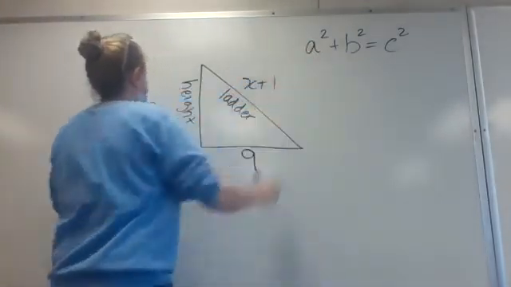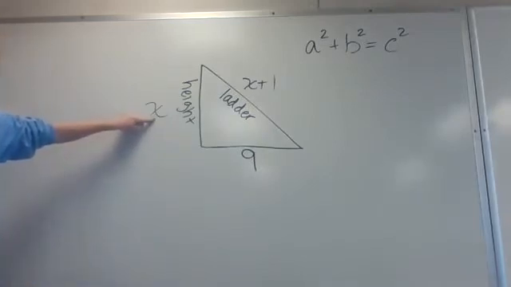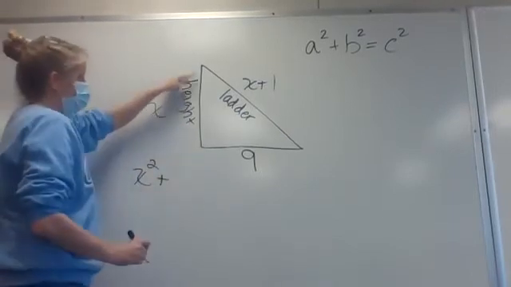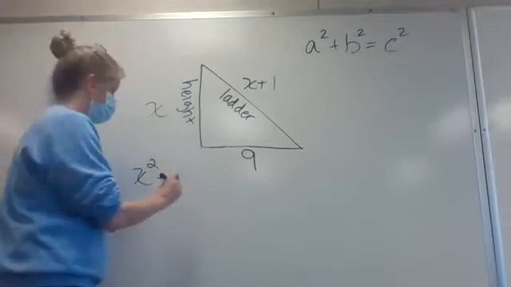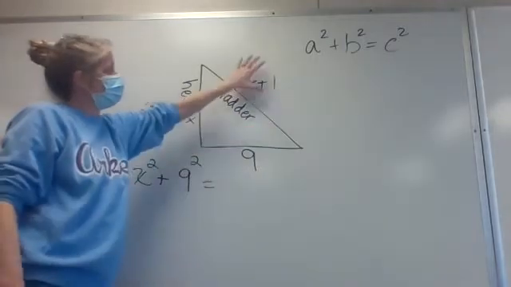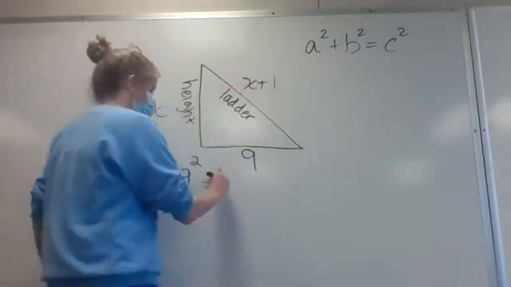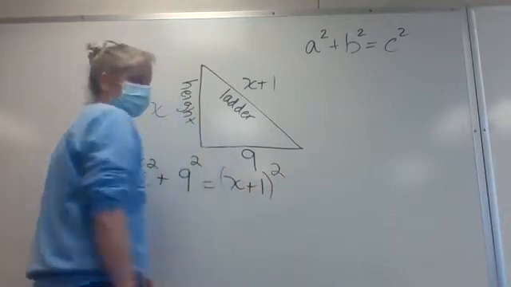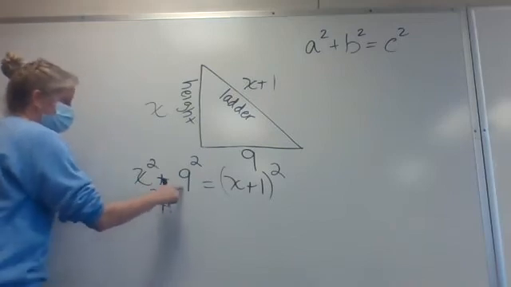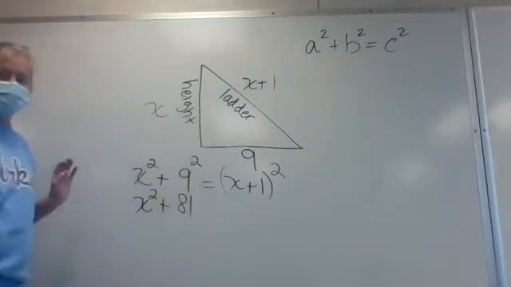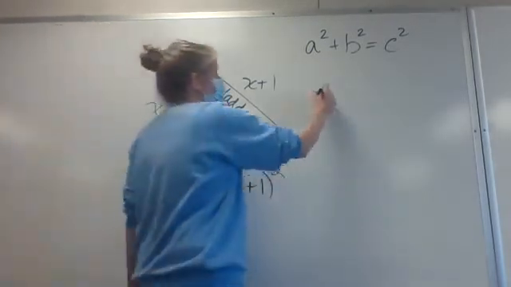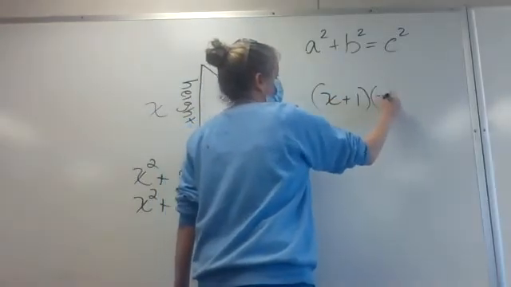What is my a squared? What's a? This side, which is x. Let's square it. Plus my b side, which is 9, and square it, equals my c side. What is my c side? X plus 1, and square it. So on the left side, I've got x squared plus 9 squared, which is 81, equals x plus 1 squared. So again, to find that, I'm going to need to FOIL it.